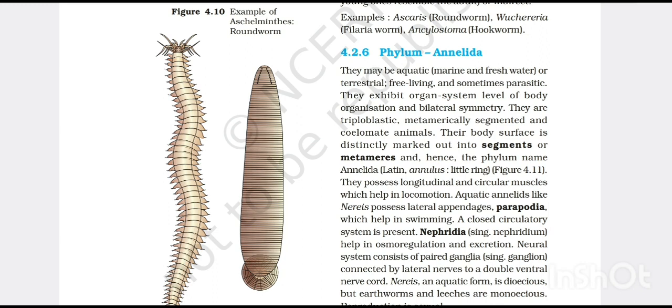They exhibit organ system level of body organization. So in their body many organs function together to form an organ system, and they show bilateral symmetry. Then they are triploblastic, metamerically segmented. Their body is metamerically segmented, and they are coelomate animals.